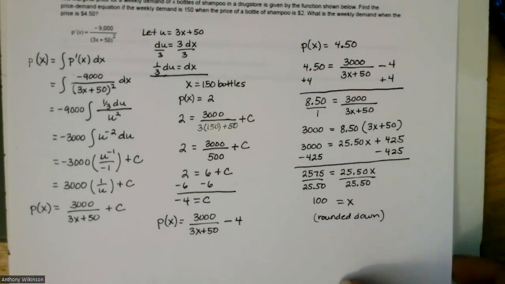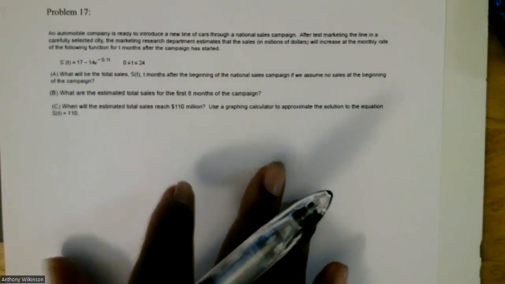Okay. All right, problem number 17. An automobile company is ready to introduce a new line of cars through a national sales campaign. After test marketing the line in a carefully selected city, the marketing research department estimates that the sales in millions of dollars will increase at the monthly rate of the following function for T months after the campaign has started. So here we have S prime of T is equal to 17 minus 14e to the negative 0.1T, where T is the number of months between 0 and 24.